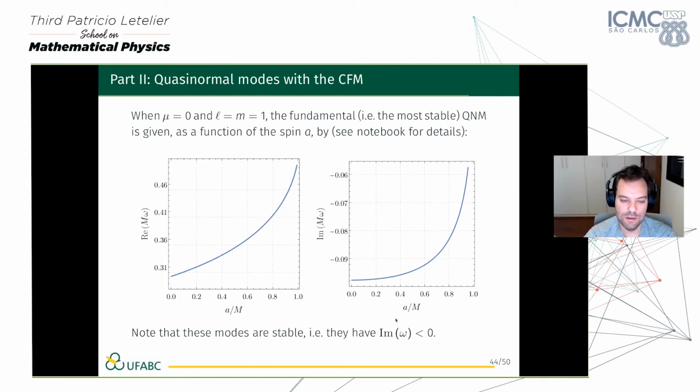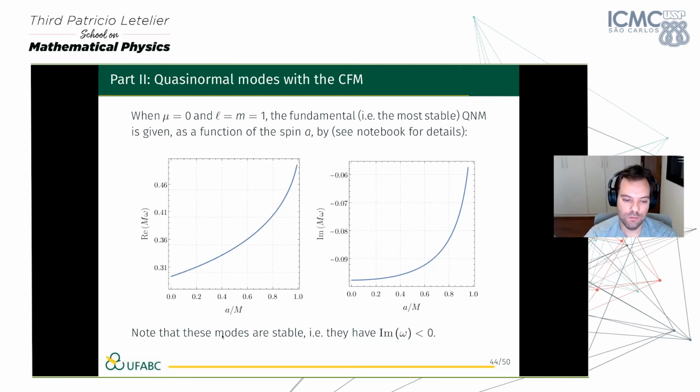I'm plotting here just an example of how it changes as the spin increases. So here we have Schwarzschild, A over M equals 0. And then as you increase the spin, for this quasi-normal mode, the real part of the frequency, the oscillation frequency, increases, so it's oscillating faster as the spin increases, and the imaginary part also increases, so it goes from minus 0.1 more or less to minus 0.05, so it's getting closer to 0. So it becomes more stable, it decays slower if you increase the spin.